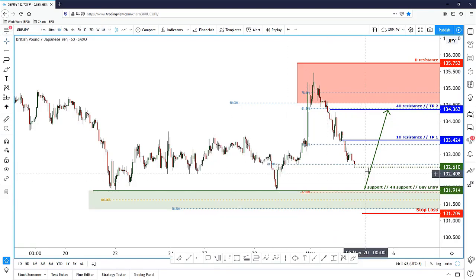All right, so there we have it. The buy entry is anywhere in this area. You can see price is rejecting this 78.6 really nicely now. Okay, with the first take profit here, and then the second take profit at 134.36.